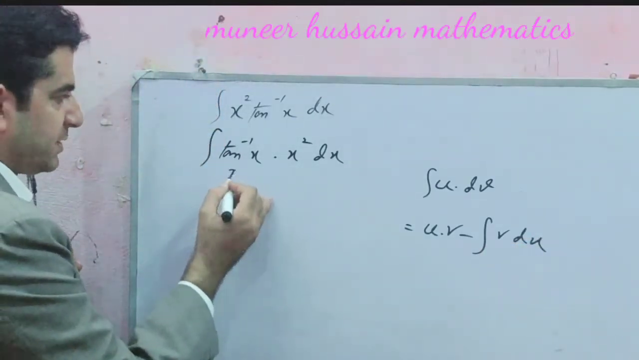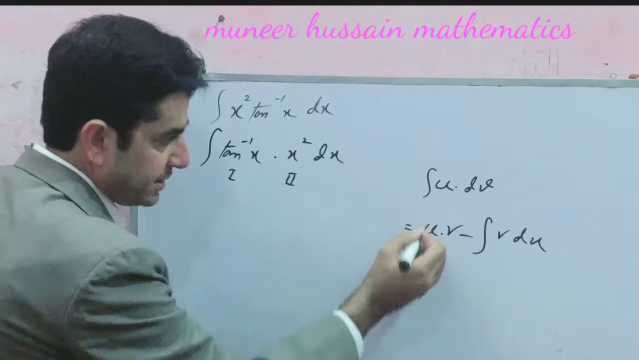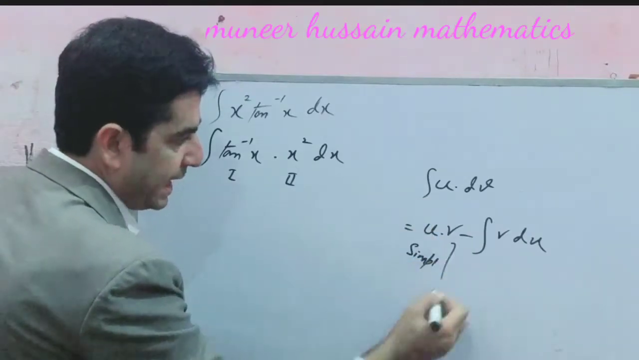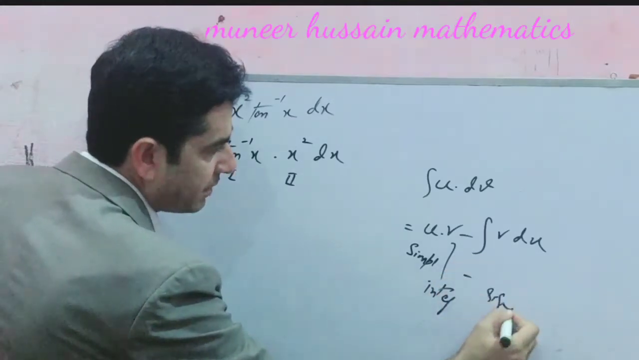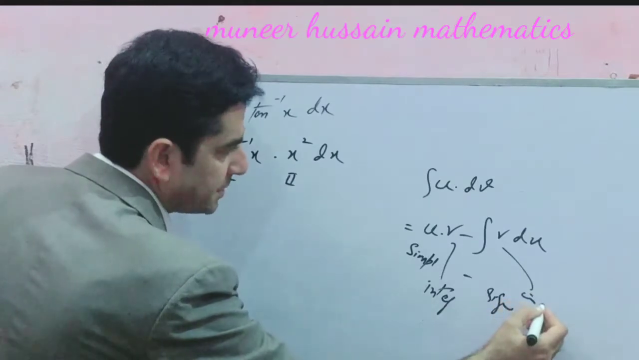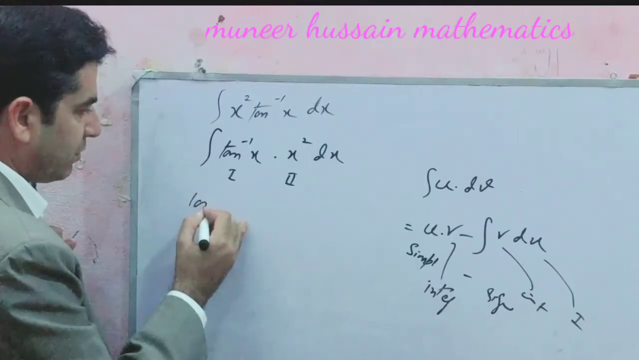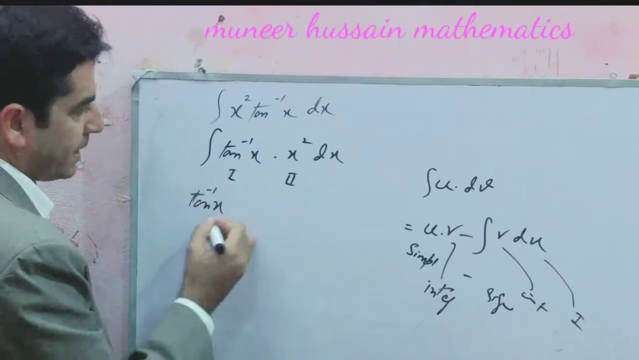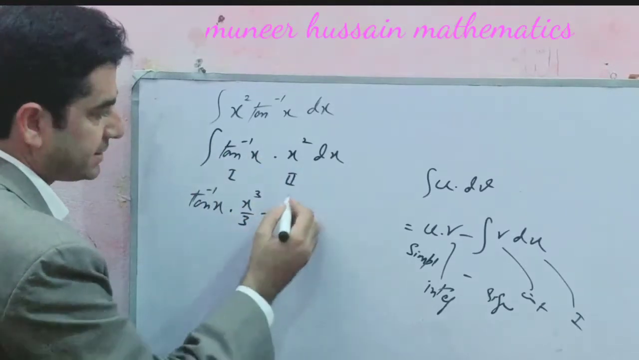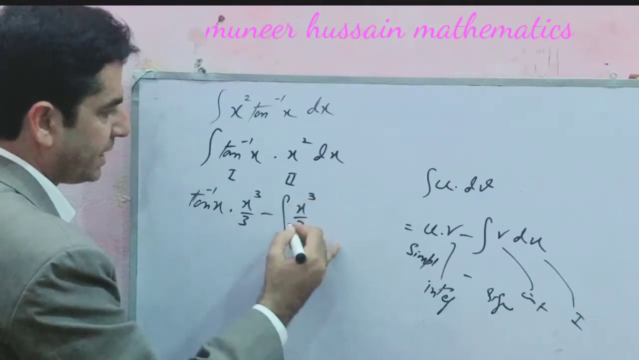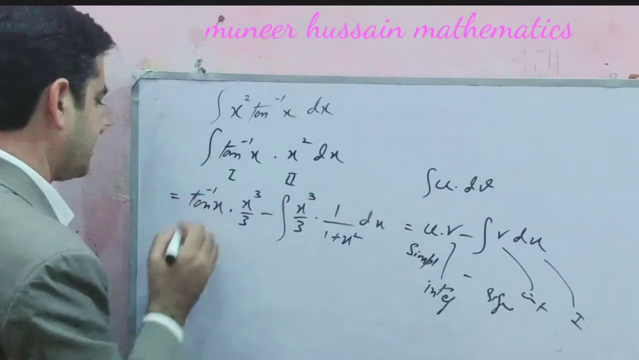Tan inverse x is the first function, x square the second function. So here I repeat: first function as it is, second function integrated, minus the integral of the integration of the second function times the differential of the first. So here first is tan inverse x as it is, second integrated is x cube by 3, minus the integral of x cube by 3 times the differential of tan inverse x, which is 1 over 1 plus x square dx.